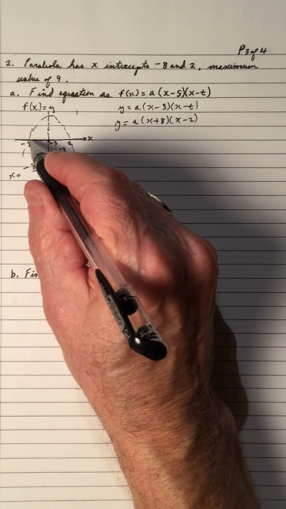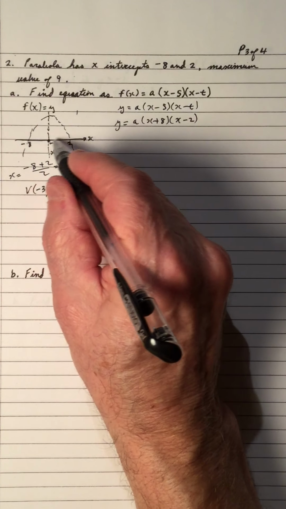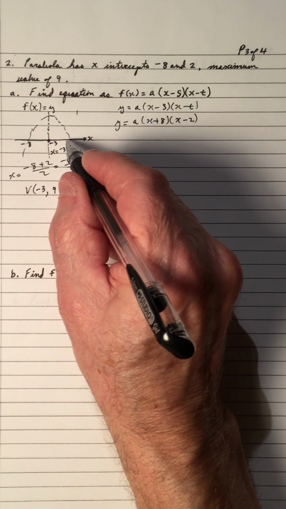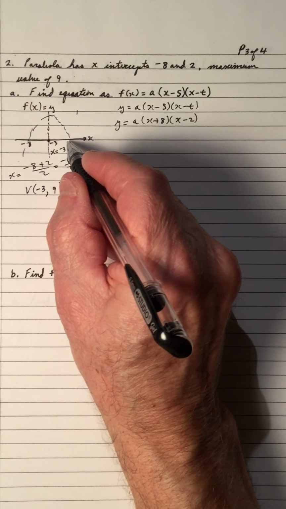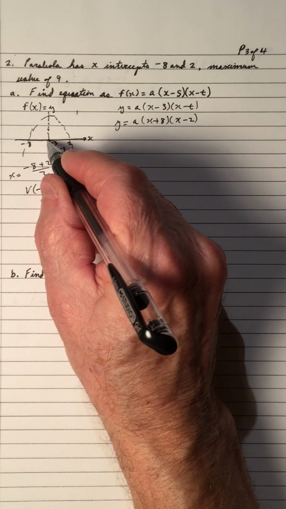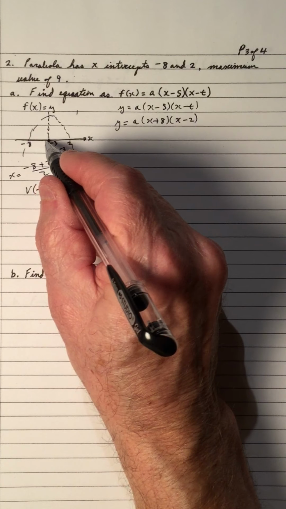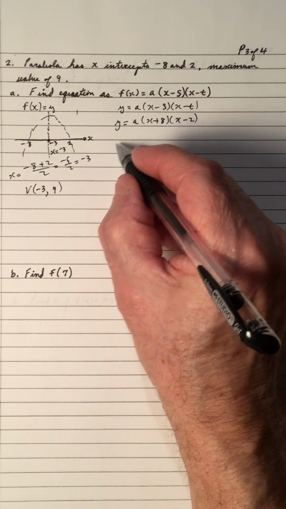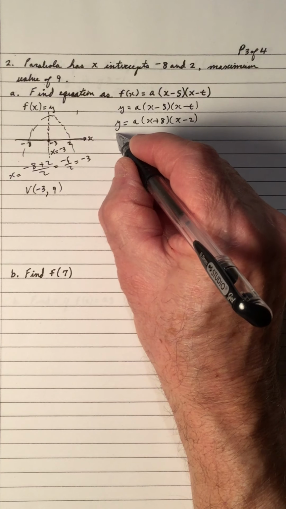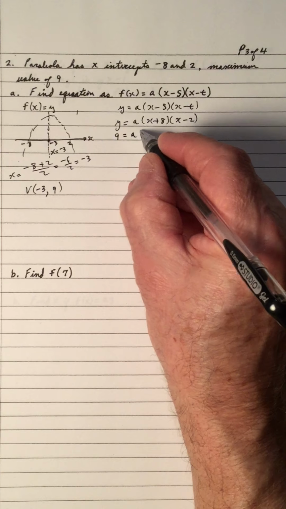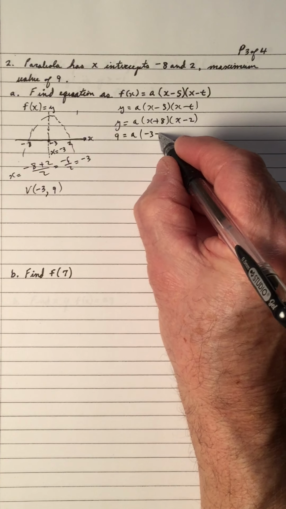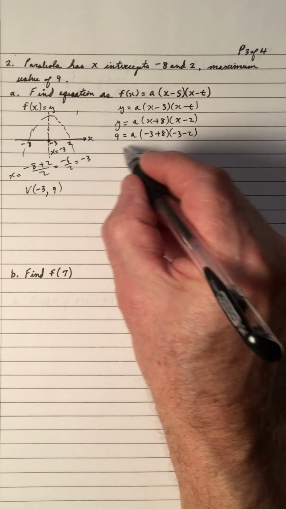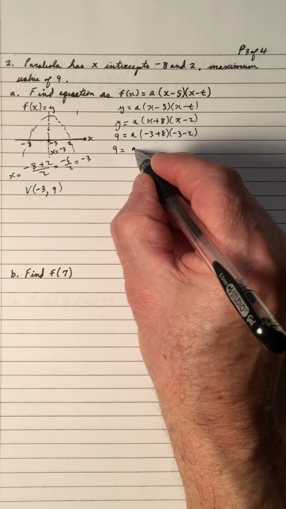Notice there are 10 units between these two numbers, and 10 divided by 2 is 5. So 5 units this way gives you negative 3, and 5 units to the right gives you negative 3. So now we have a vertex. What we'll do is take the vertex and put 9 in the place of y, and put a negative 3 in the place of x, and we'll solve the equation for a.